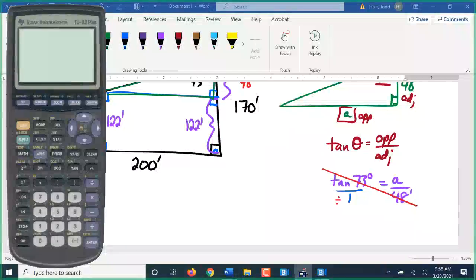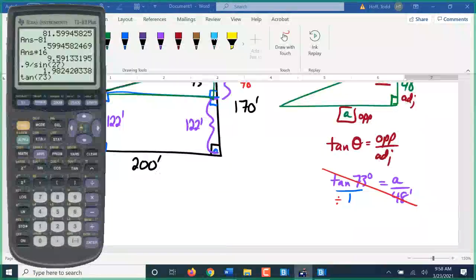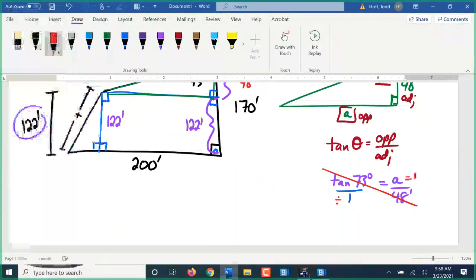Tangent 73. Make sure you close the parentheses so the calculator doesn't multiply that by 48 before it does the tangent. Times the 48. Now, we don't really have to put in the divided by 1, but I'll do it just to finish it off. We get A is 157.0009 feet. I'm comfortable calling that just 157 feet.